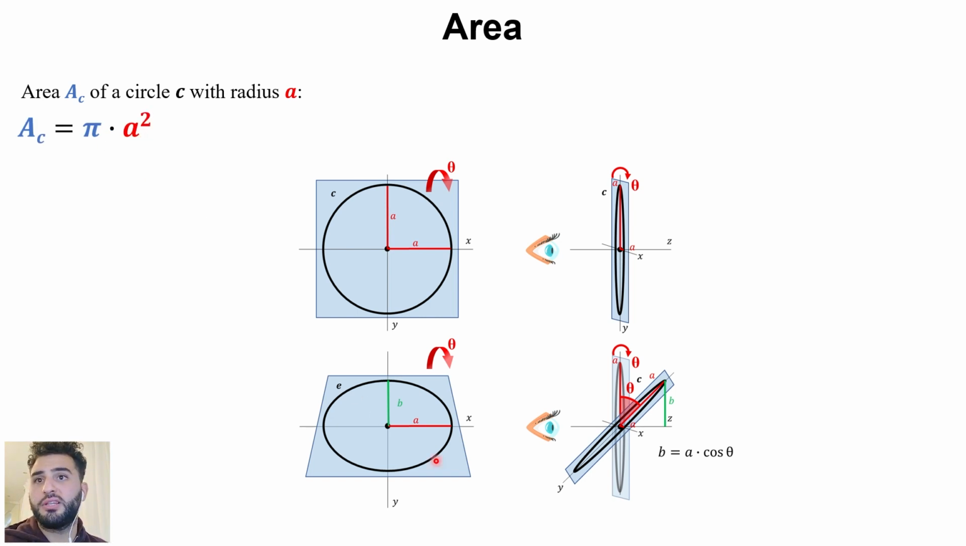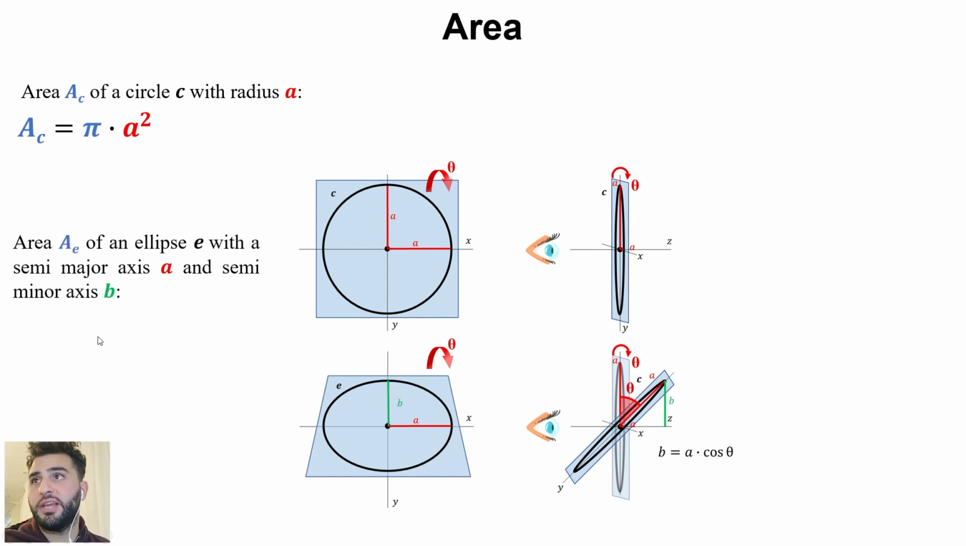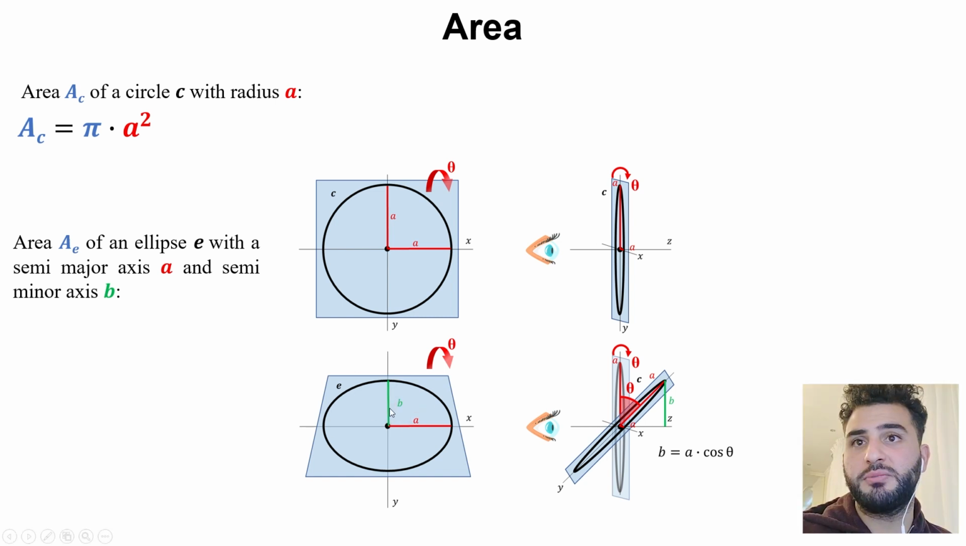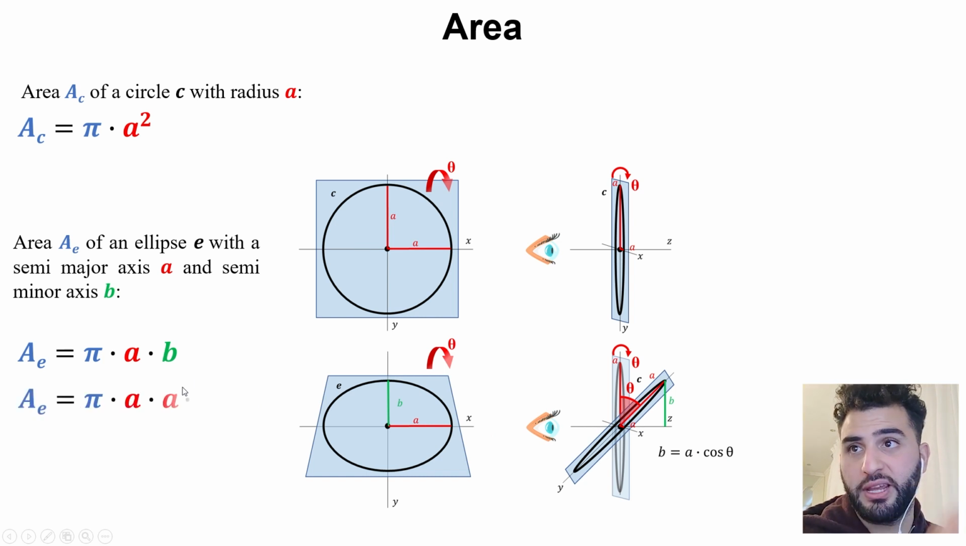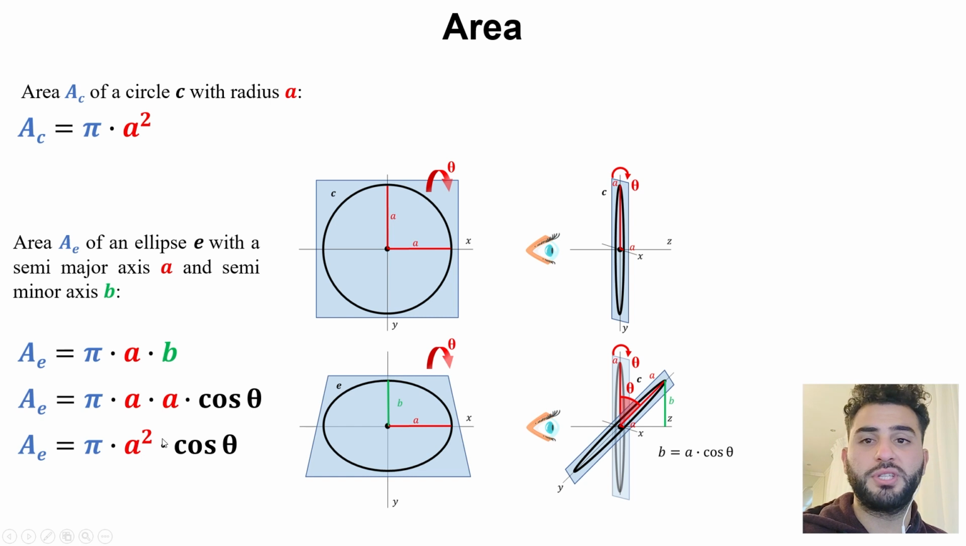And if I want to calculate now the area of this ellipse, we can call it AE, the area of the ellipse E with a semi-major axis A and a semi-minor axis B. This is equal to pi times A times B. But remember again that B is equal to A times cosine theta. So I'm going to replace B by A times cosine theta, and this gives me pi times A times A times cosine theta. We have 2 times A here, so this becomes pi times A squared times cosine theta.